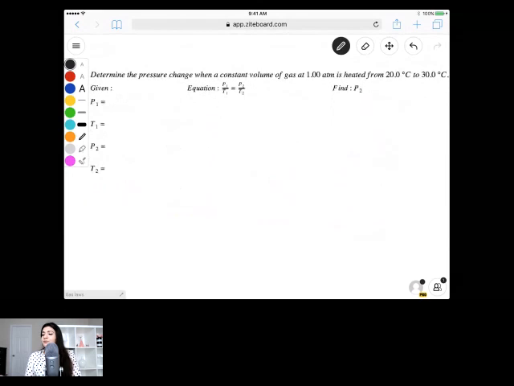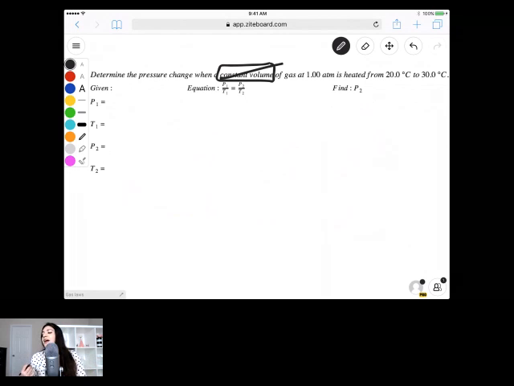Our next example: determine the pressure change when a constant volume of gas at 1 atmosphere is heated from 20 degrees Celsius to 30 degrees Celsius. All right, so do we see a little common hint right there? That constant volume. So constant volume, remember what that meant. It means we don't use it. We don't use volume whatsoever, okay? So definitely know that hint, know that trick. Anything that's saying constant volume, constant fill in the blank, we don't use that, okay? It's not involved in our given or in our problem whatsoever.